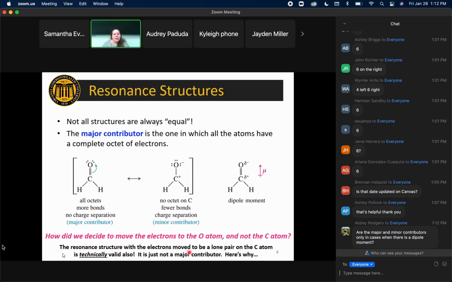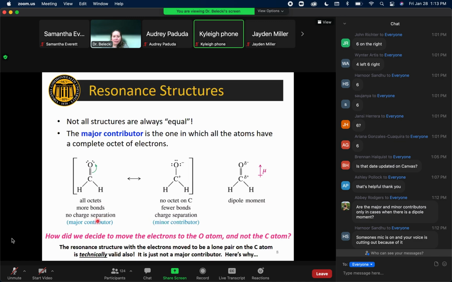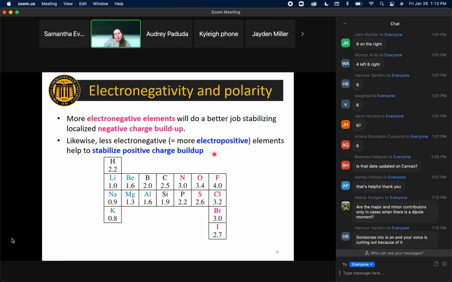Okay, so if we were to take these electrons and move them down to the carbon, carbon would carry a negative charge, oxygen would carry a positive charge. Can you guys all make sure your mics are off? Great, thank you guys.